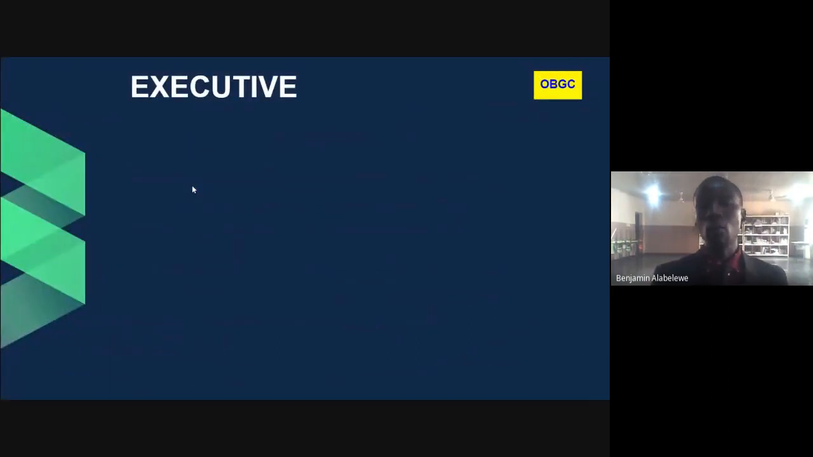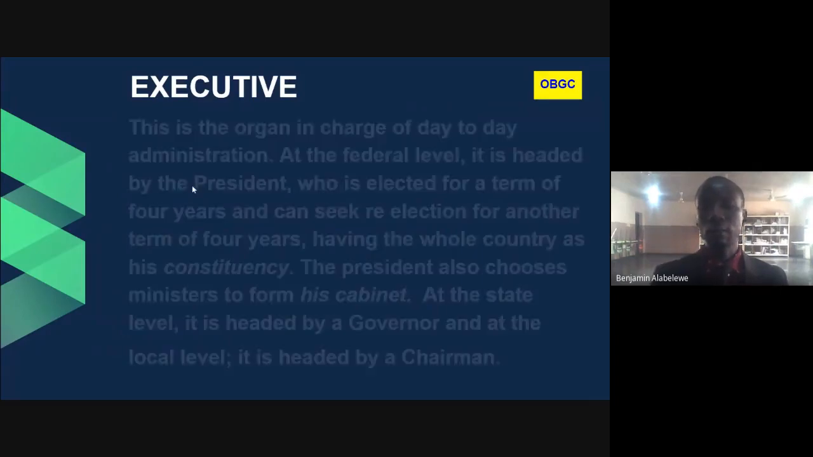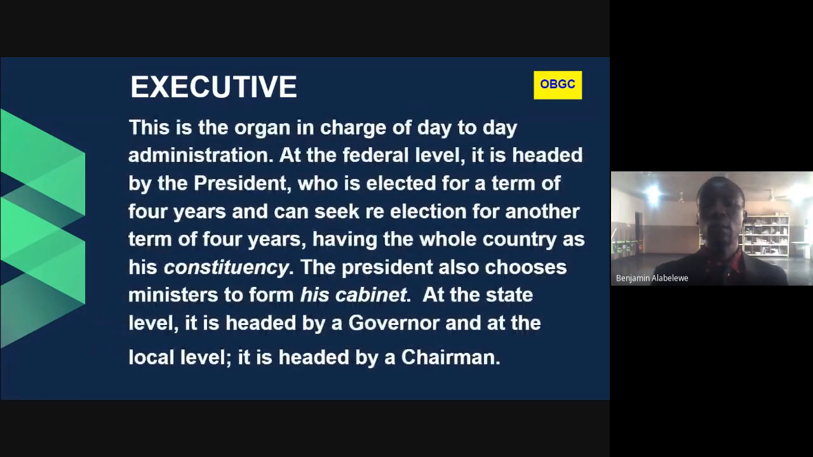Now let's go. Who are the executives? The executive is the arm of government that has the responsibility of implementing or enforcing the law. They are saddled with the responsibility of carrying out the day-to-day administration of the country to ensure peace and orderliness in the federation.